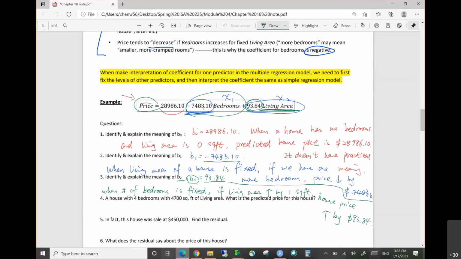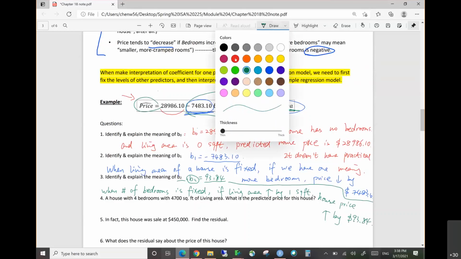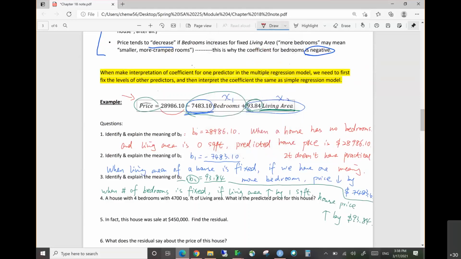Right, so always remember when you interpret the coefficients in the multiple regression, you have one more thing to do, which is to control the levels of other variables. All right.